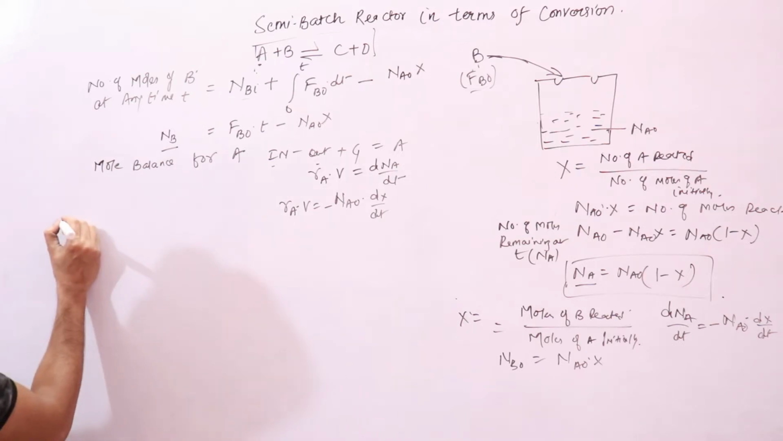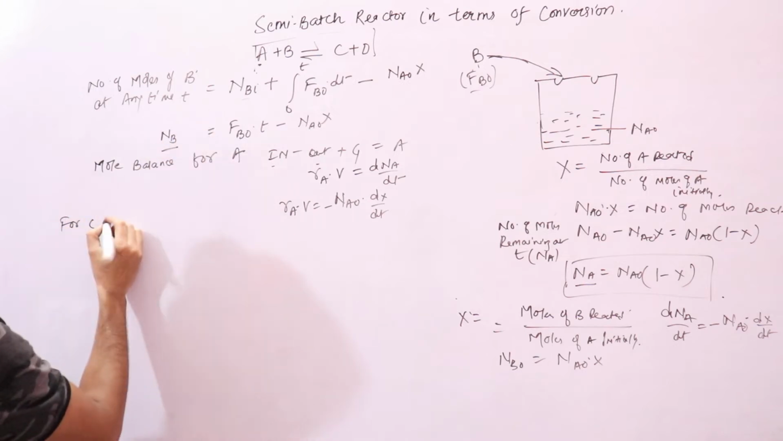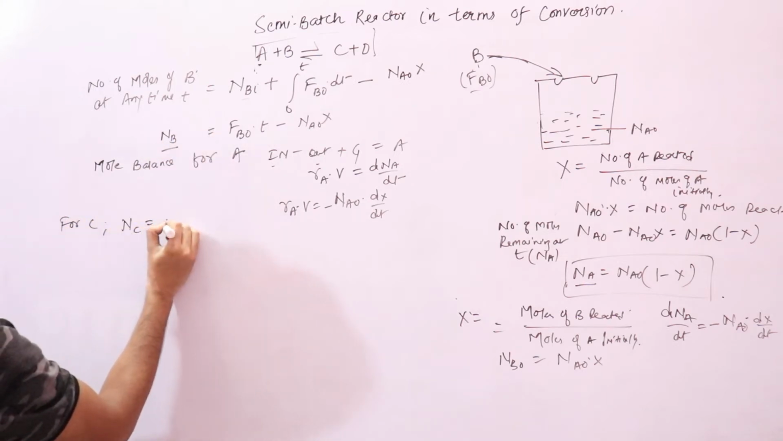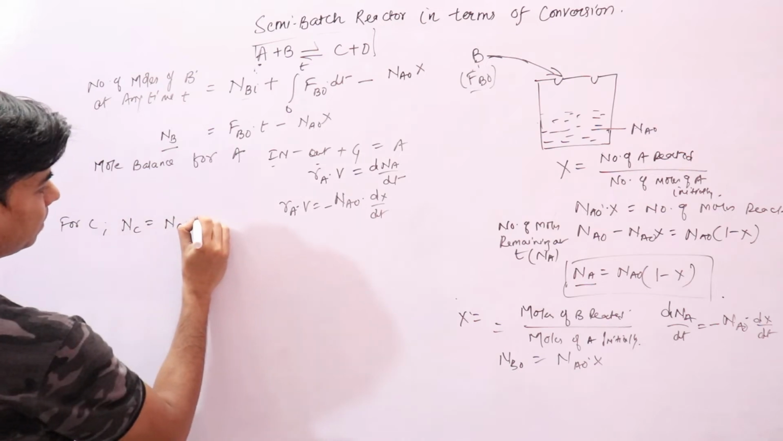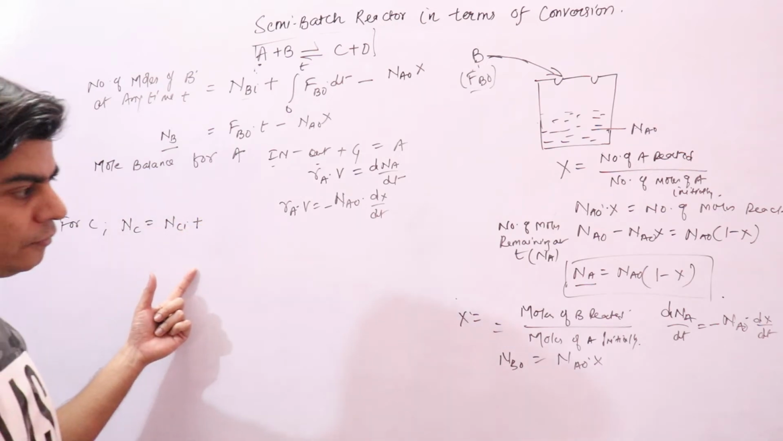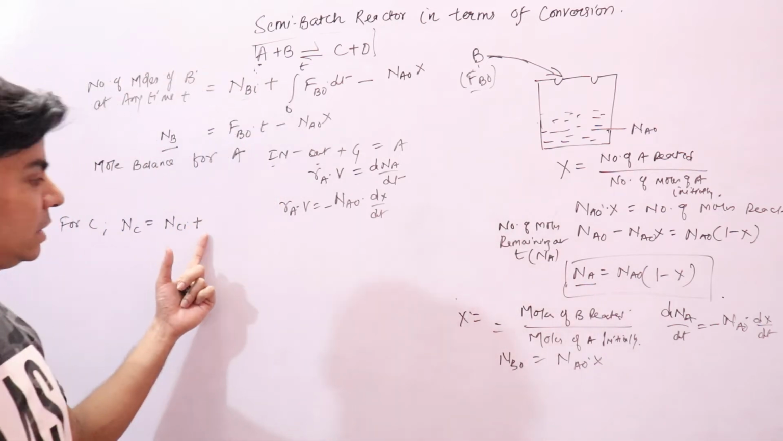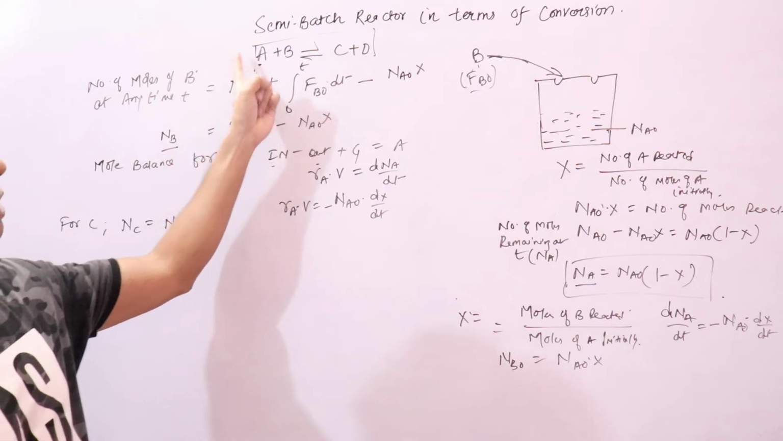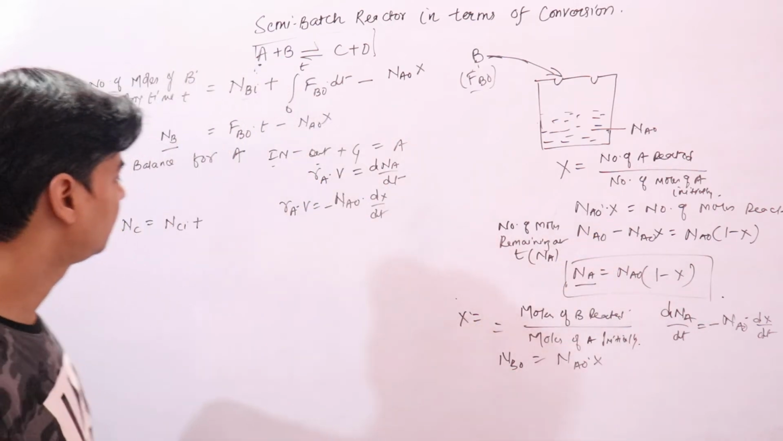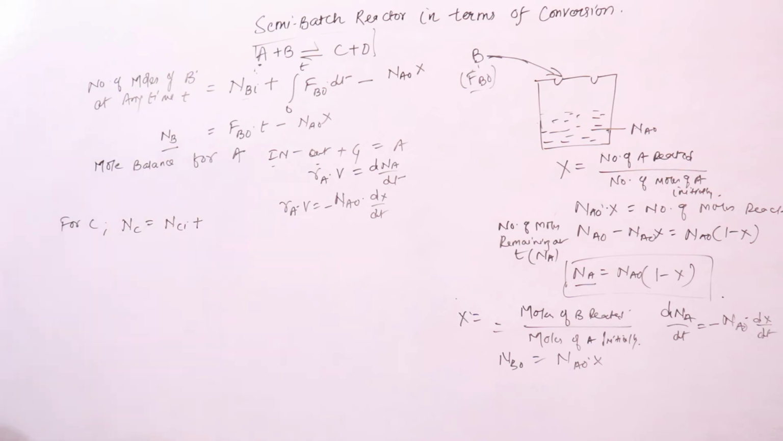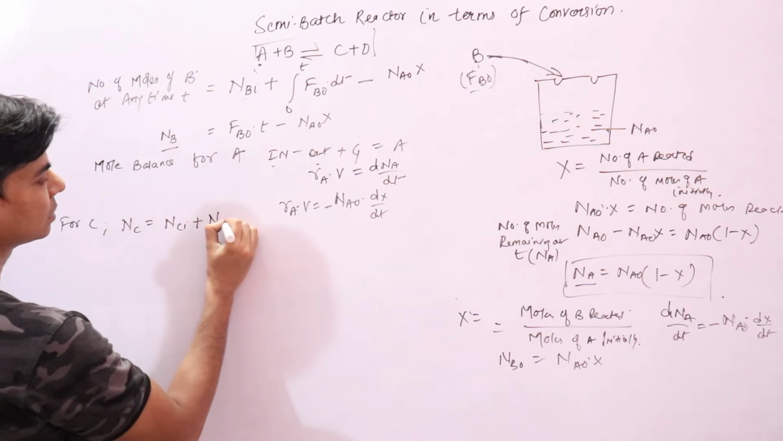Right? Now for say C, at any time T, how much would it be? Initially, say you have taken NCI, plus how much will increase? We'll write it: the increase would be equal to the conversion of A, so we'll write it in terms of A plus Na0X. This much has increased.